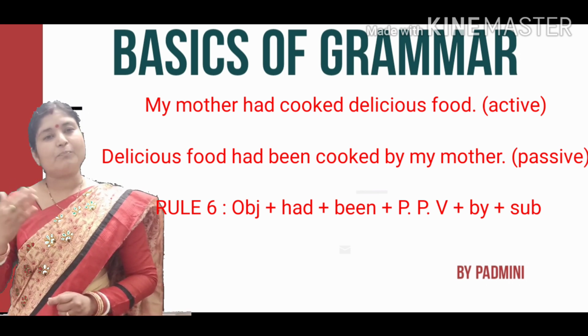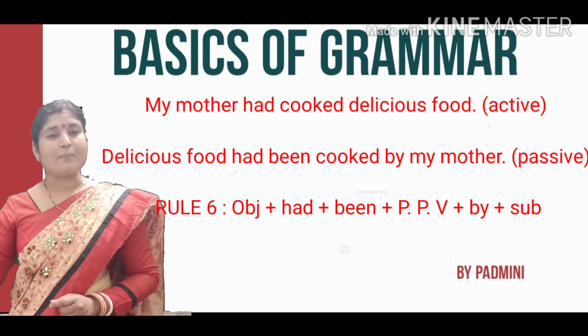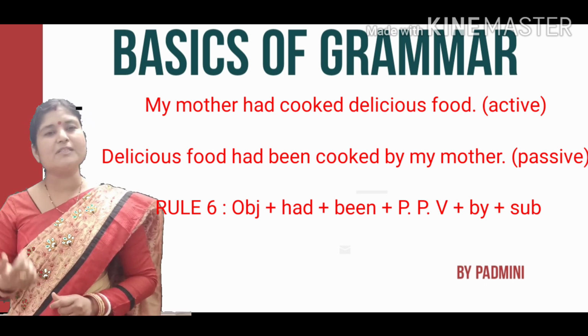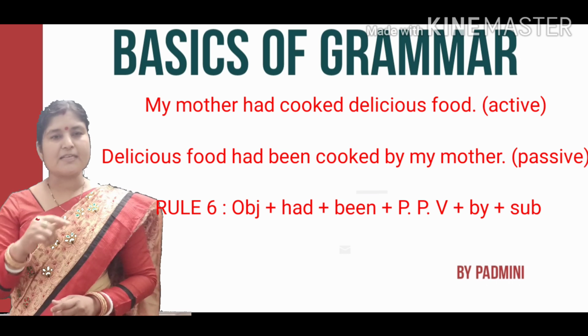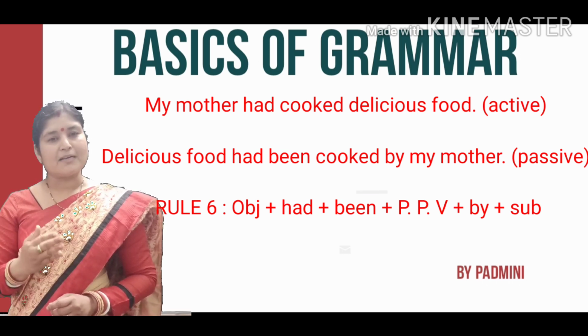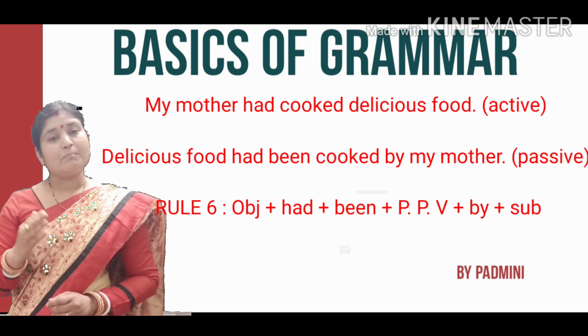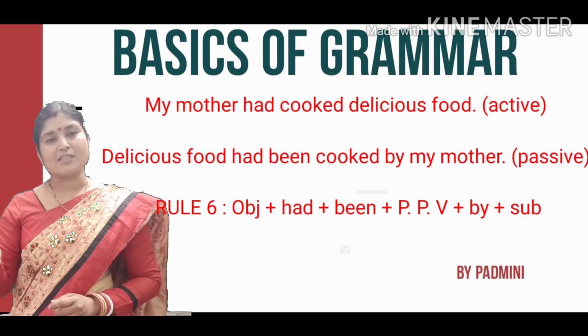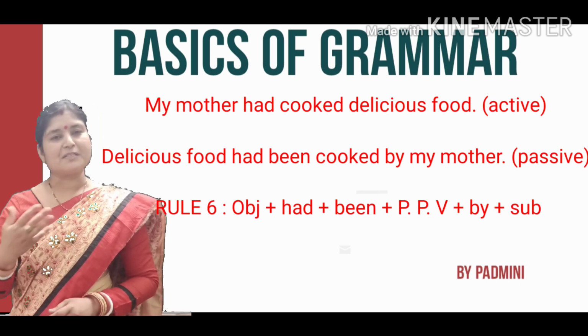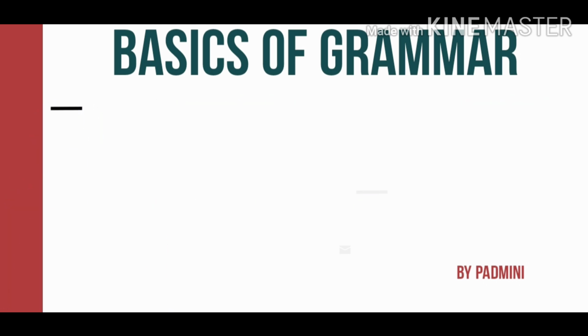Delicious food had been cooked by my mother in the passive form. So what is rule number 6 here? Rule number 6: object plus had plus been plus the past participle of the verb plus by subject.